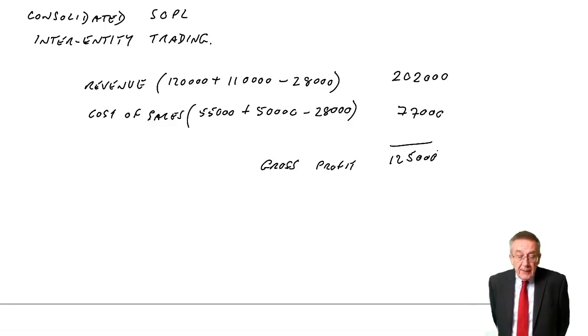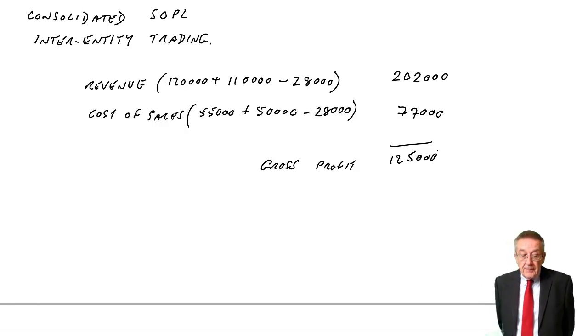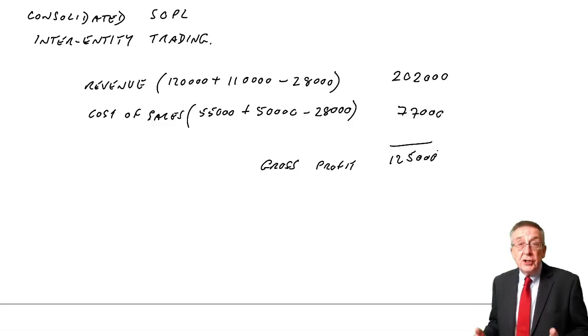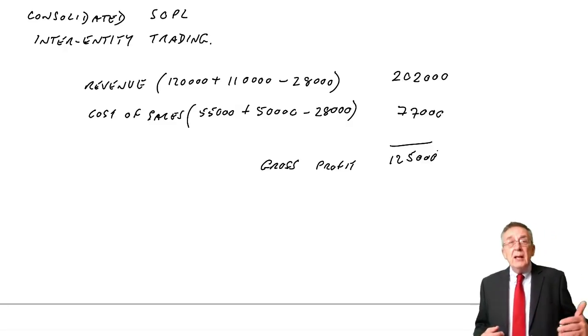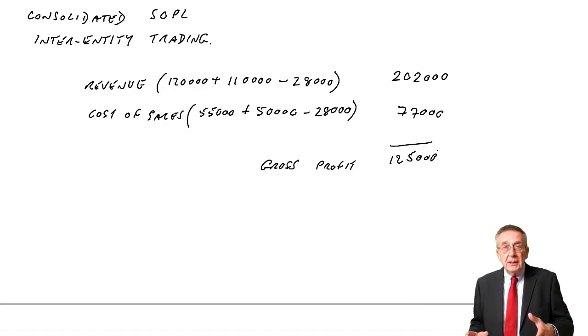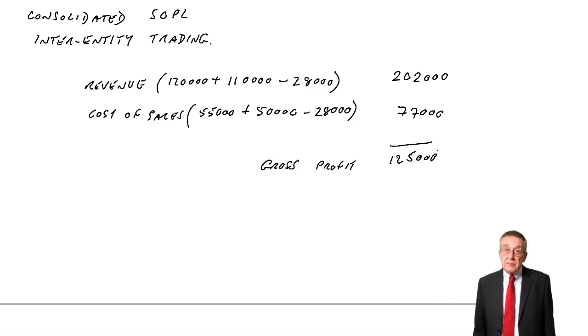Now, think about that for a minute. If you look at the individual gross profits, P was making 65, S was making 60, the total 125,000. And so far, we haven't changed the profit at all. It's just to show, for better presentation, we only want to show transactions outside the group. The outside sales, the revenue, the outside cost of sales. We took 28,000 from both. All right, that deals with the sale between the two.